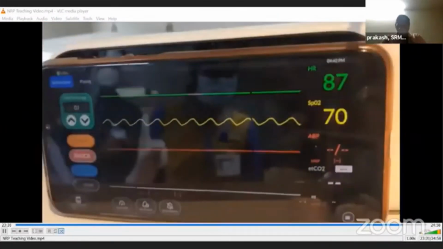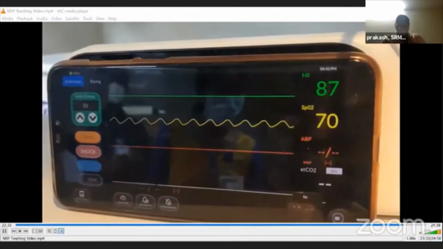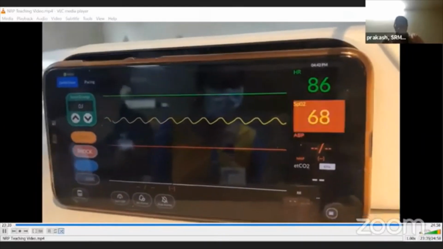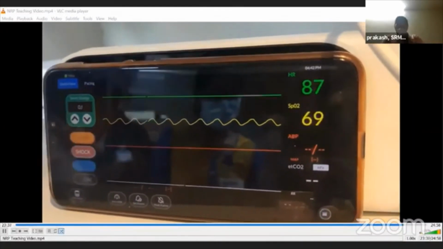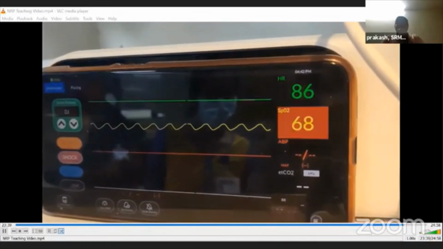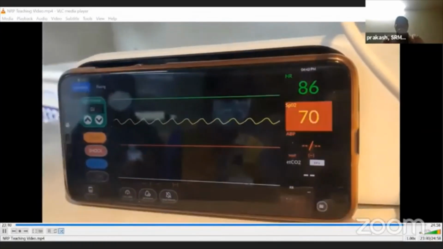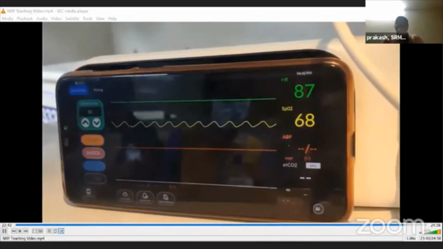Okay, so 1 minute over, sir. The pulse oximeter started picking up the heart rate with a good pulse waveform. So the heart rate is 87, stopping the chest compression, continuing with positive pressure ventilation.